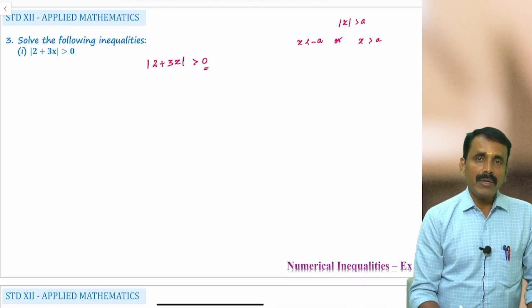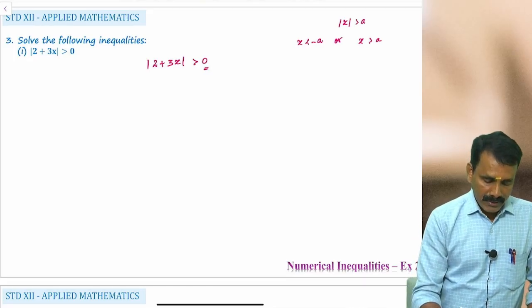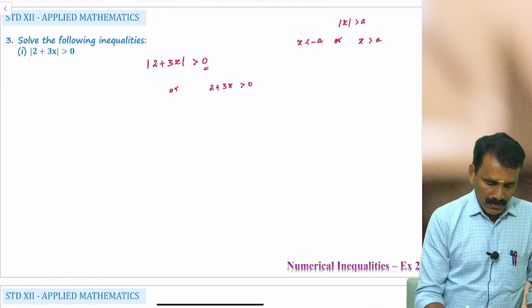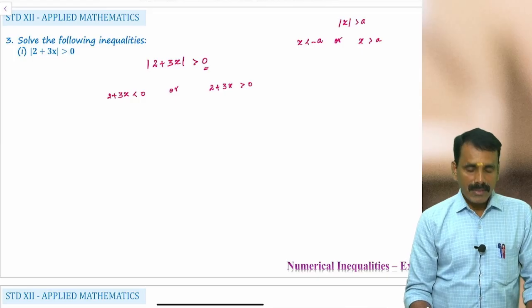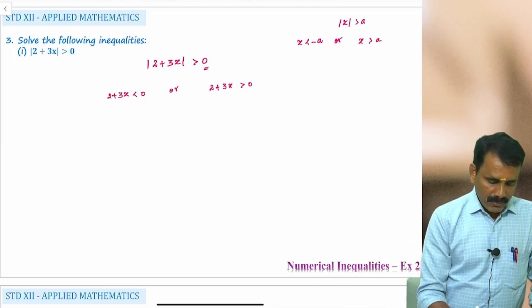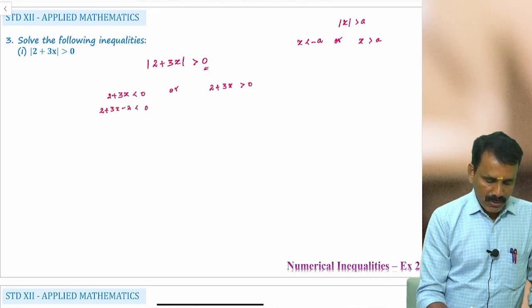But we try to solve by the usual method. Okay, we take 2 plus 3x greater than 0 or 2 plus 3x less than 0. Is it clear? Now, 2 plus 3x minus 2, the additive inverse of plus 2 is minus 2. So 0 minus 2, the 2s cancel. So 3x is less than minus 2.